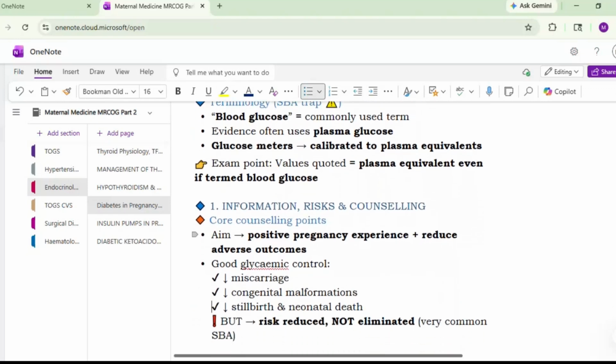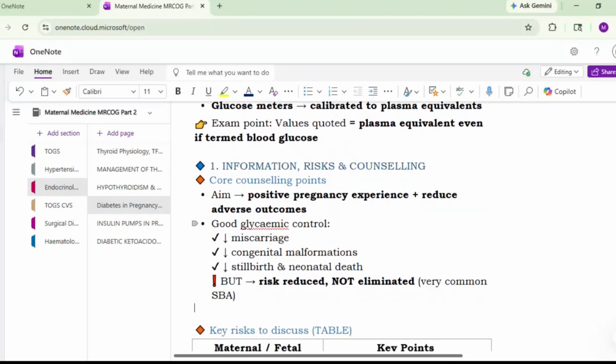Then coming to preconceptional counseling, what are the things we need to discuss? The aim of preconceptional counseling is to give a positive pregnancy experience and reduce adverse outcomes. So the pregnancy should be a positive experience with minimization of complications or adverse outcomes.